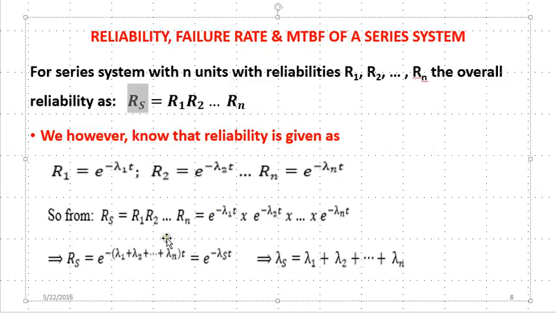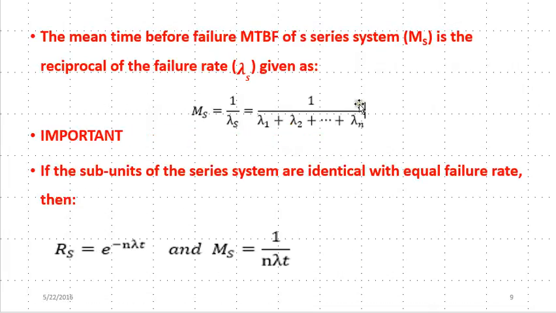If you do that, you end up getting this. So here I am having the summation of lambda 1, lambda 2 up to lambda n. So I can say my overall failure rate for a system that is in series is the summation of the individual failure rates, that is lambda 1 plus lambda 2 plus lambda 3. And I can remember that my mean time between failure is the reciprocal of the overall failure rate. Therefore, it should be 1 over lambda 1 plus lambda 2 up to lambda n.